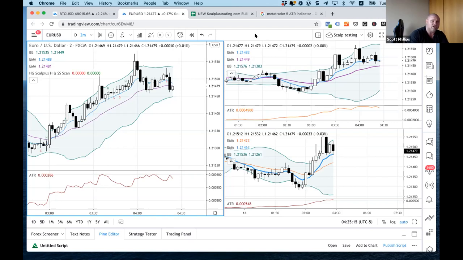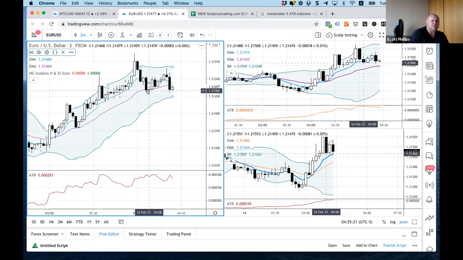Okay, so you can see it's good that we moved our stop to break even, because this is probably going to stop us out here. It wouldn't have been stopped out yet. This trade looks pretty shifty.